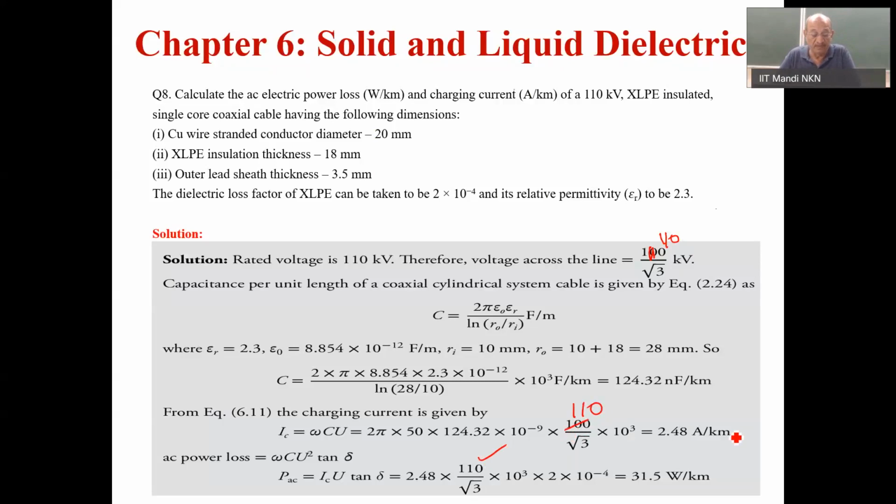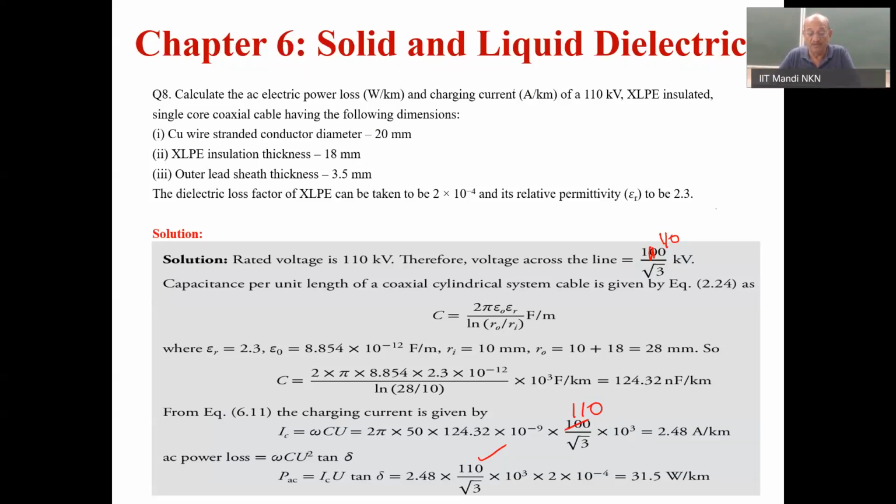So you determine the capacitance that you have known. We have discussed it in the class also, in the lectures. The capacitance formed by the coaxial cylindrical cable is 2 pi epsilon naught epsilon r upon ln Ro by Ri, and Ro by Ri is the same dimension, so it will work out.